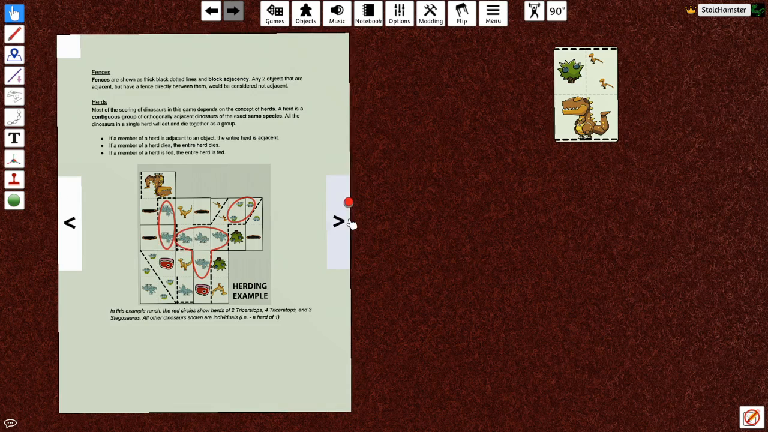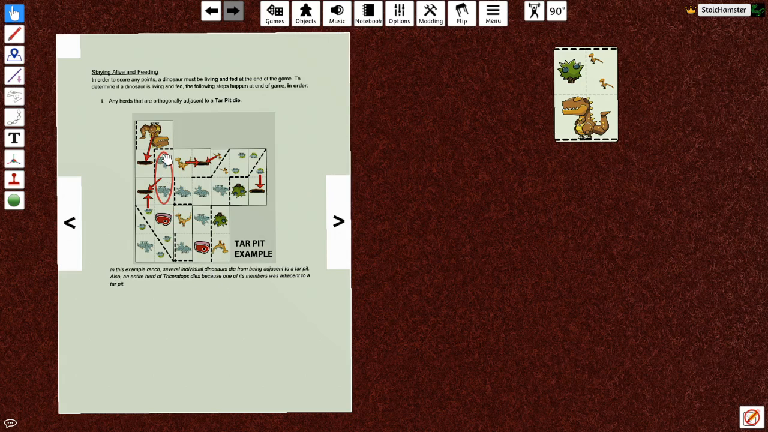Next, let's take a look at tar pits. If any dinosaur within a herd is adjacent to a tar pit, the entire herd falls into the tar pit. Let's talk about feeding next.